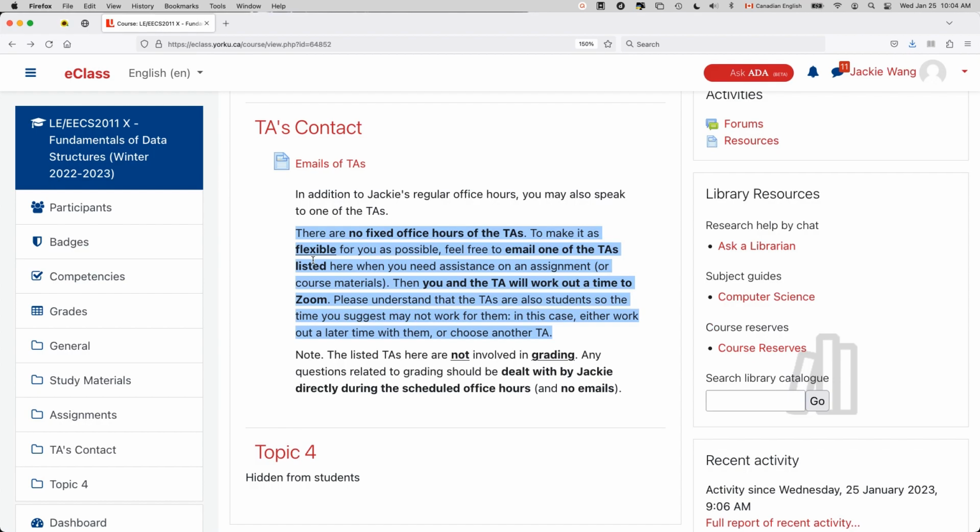And just make sure of one principle here: anything related to grading, the TA does not talk about during their hour, because they are not involved. These are undergraduate TAs, and they are not involved in the grading. So later on, if you ever want to talk about grading, you need to speak to me directly, not by email, okay?